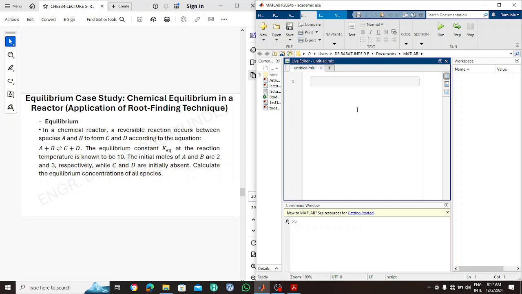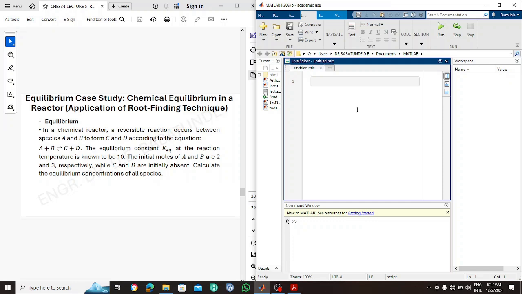So we are now told that, okay, at the temperature that we are looking at, the equilibrium constant is 10. So we want to know what is going to be the concentration of all of the species involved in this reaction by the time equilibrium is attained.